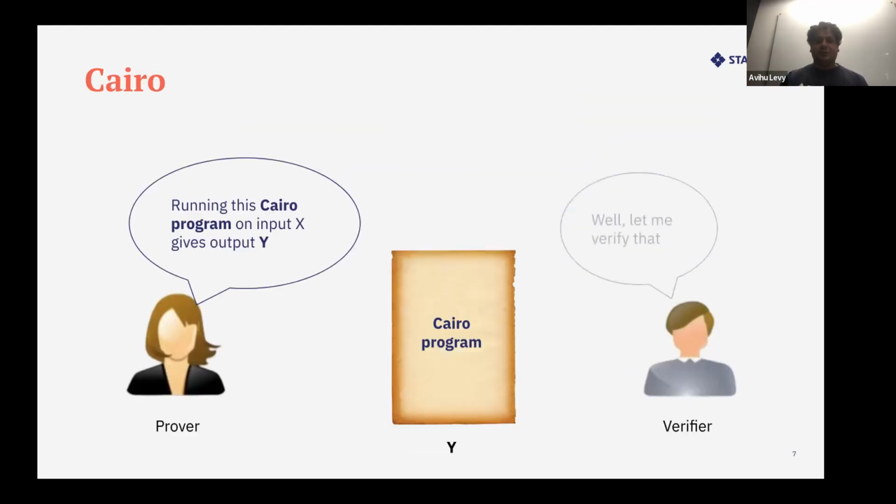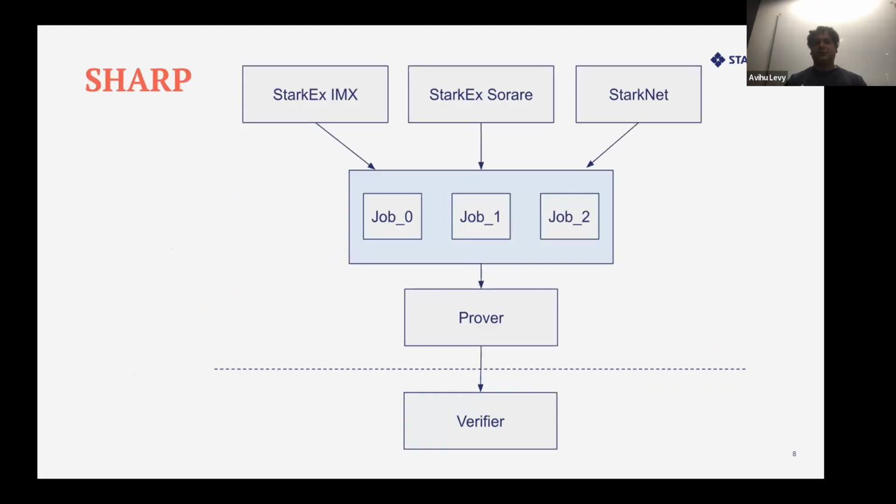Great, so now we went over proofs and we went over Cairo, and now I can explain a little bit what SHARP is. SHARP stands for shared prover, and basically what SHARP knows how to do is to take different Cairo programs with different inputs and prove all of them in a single proof. So for example, let's say that we have a Cairo program that is StarkEx in some version. Here I put the version that runs on Immutable X. A different StarkEx program, a different Cairo program that runs on a different system, and a third Cairo program that is StarkNet.